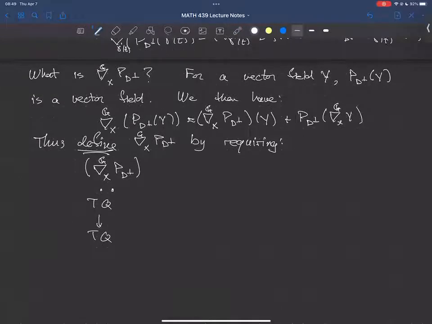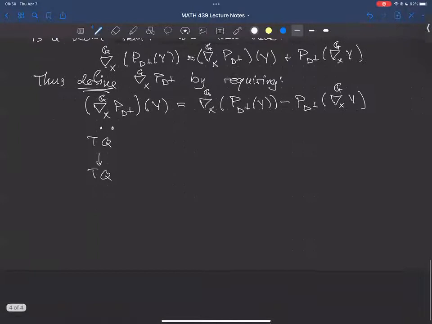And the rule for this is, so to define what this thing is as a mapping from TQ into TQ, I need to tell you what it does to a vector field Y, okay? And that's where I just use the formula that I derived. That's where I just use this formula, and I invert it. Okay, so it's nabla X G of P D perp of Y minus P D perp of nabla G X Y. Okay, so that's the definition.